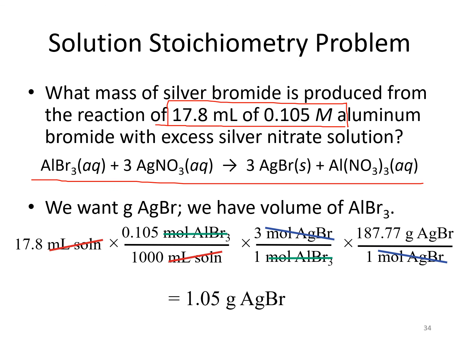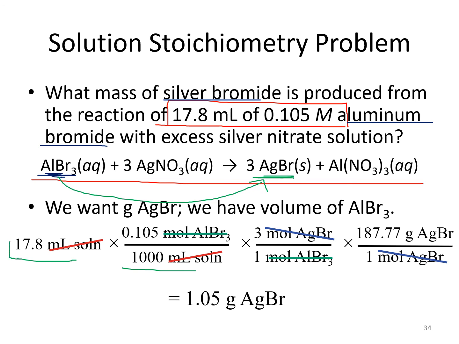So we are trying to convert from aluminum bromide, that's what we're starting with, to silver bromide. So aluminum bromide is this compound here, and silver bromide is this compound here. So in order to convert from aluminum bromide to silver bromide, we need to be in moles. That hasn't changed. What has changed is how we get there. So if I'm given 17.8 milliliters of a 0.105 molarity solution, how do I get to moles? Remember, we get to moles by multiplying volume times molarity.